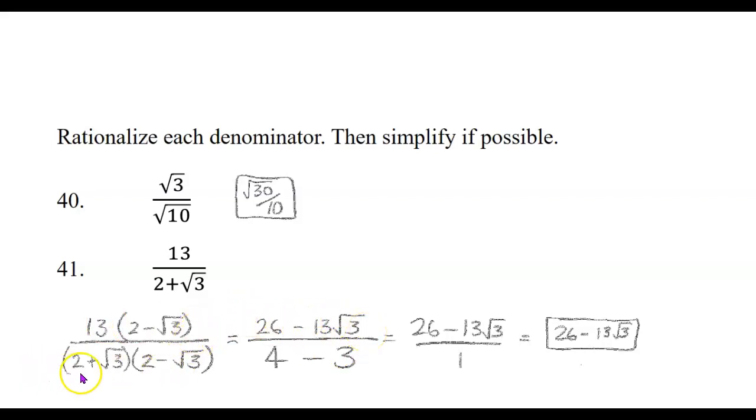On the bottom, when we multiply this out, 2 times 2 is 4. The outside and the inside cancel out. We've got a minus 2 root 3 plus 2 root 3 that just adds up to 0. And then minus the square root of 3 times itself would just be 3. So 4 minus 3 is 1, and 26 minus 13 root 3 over 1 is just 26 minus 13 times the square root of 3.